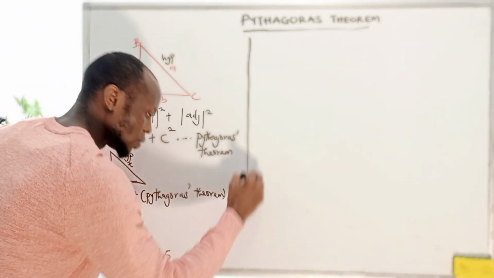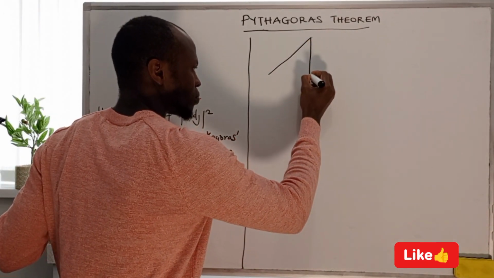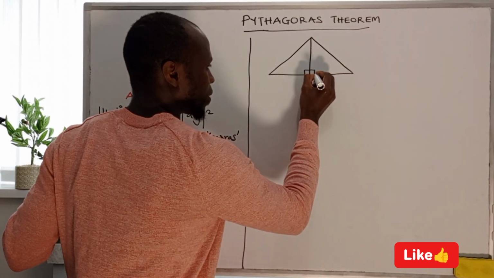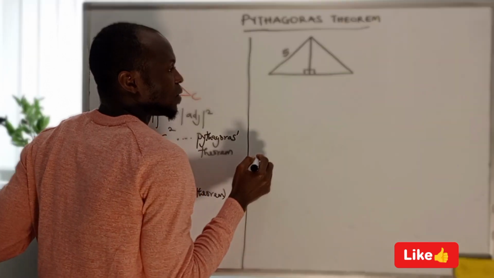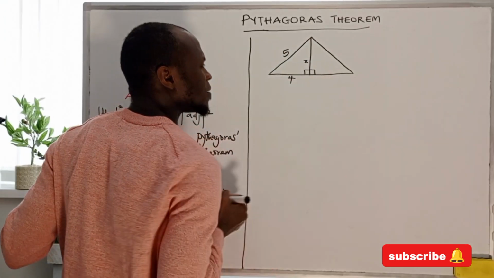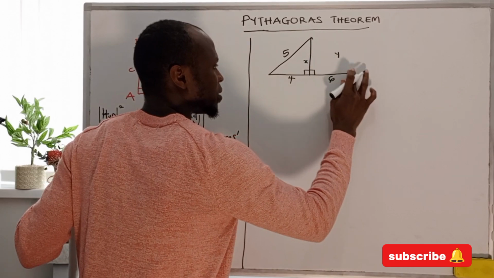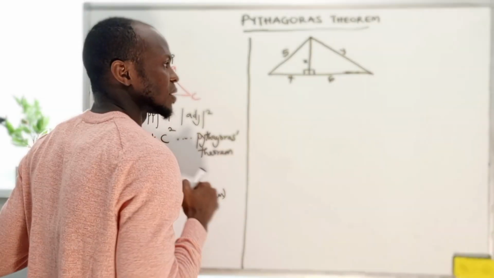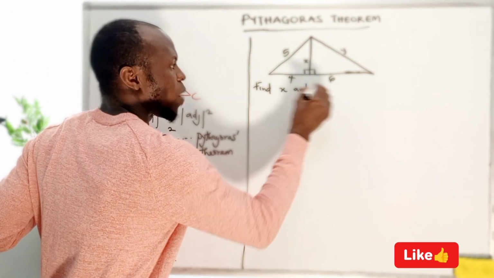Now, let's do some other example. Let me give another diagram. If you have this kind of diagram, where this side is 5, this side is 4, this side is x, this side is y, and this side is 6 centimeters, and you are asked to find sides x and y.